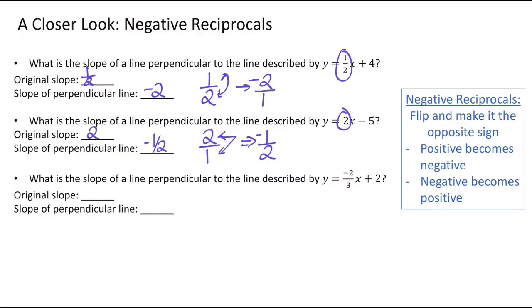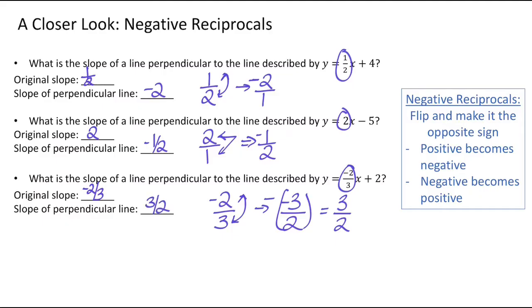Let's find the slope of a line perpendicular to the line described by y equals negative 2/3 x plus 2. So negative 2/3 is the original slope. Let's make it a reciprocal so it becomes negative 3 over 2. Then we're going to make this negative, so the negative is going to make this a positive 3 over 2, which is the slope of the perpendicular line. So basically what you're going to do to find a negative reciprocal is flip the original slope and make it the opposite sign. Positive slopes will become negative, and negative slopes will become positive.